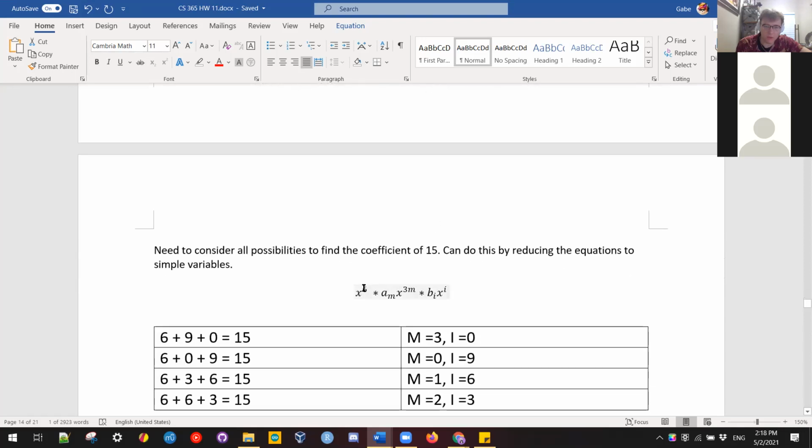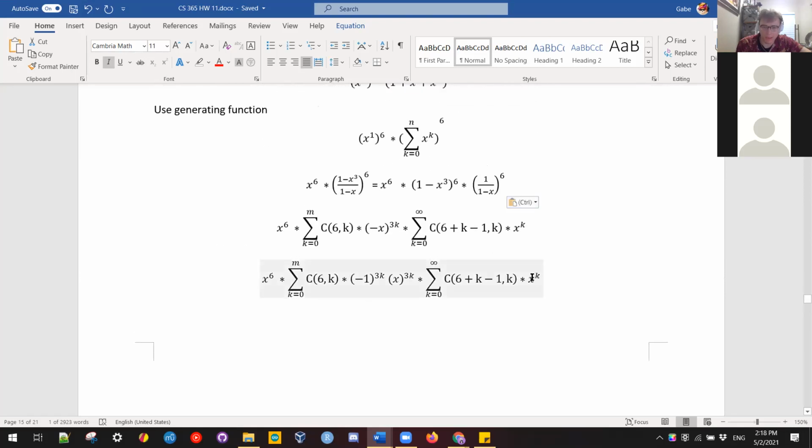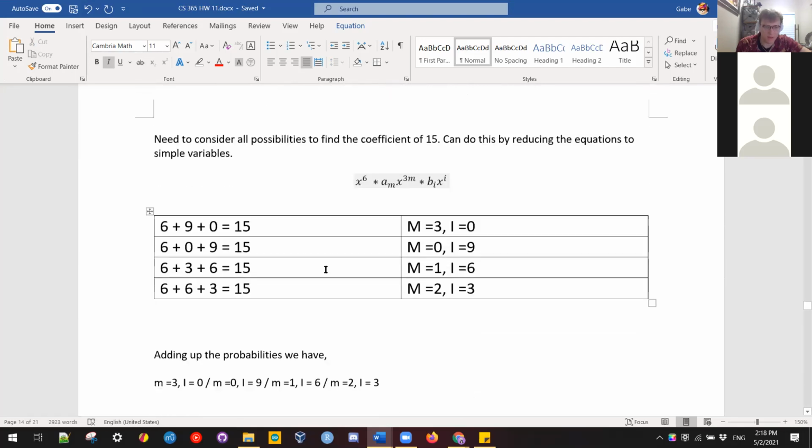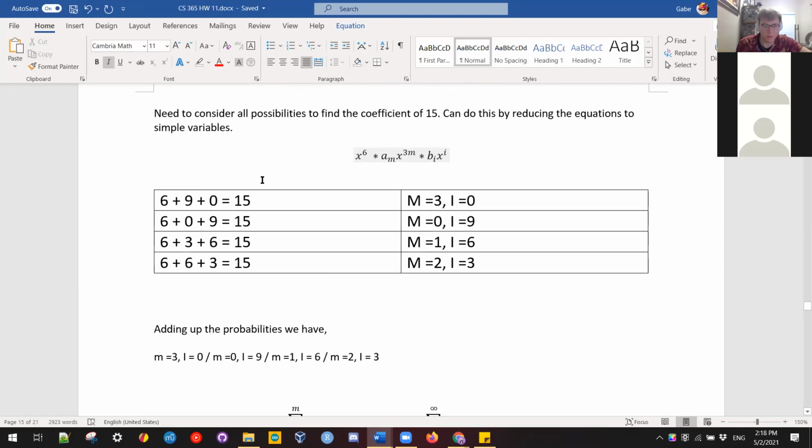So what we do is we go x to the 6th times all of this, x to the 3m times x to the b_i. So we're just keeping that x to the k, x to the 3k. And once again, this is weird, but if you follow me, hopefully I can make sense of it. And if not, just let me know, and I'll try to better explain it. But we have this now, and we're just looking for all the different combinations.